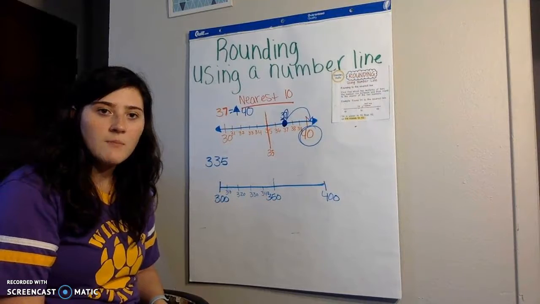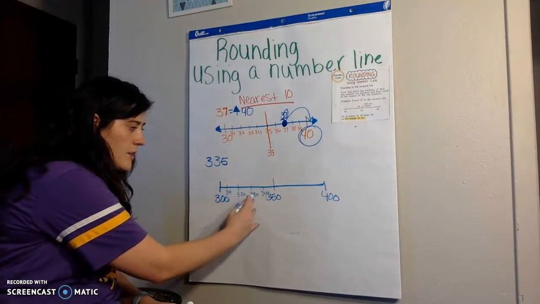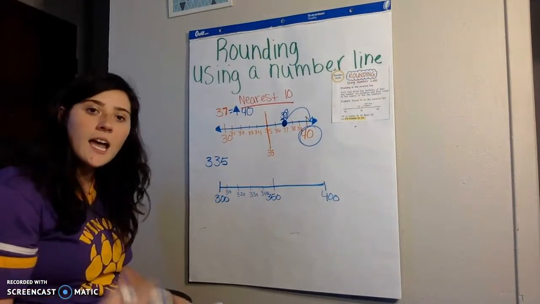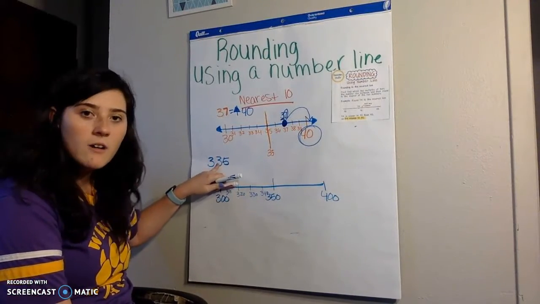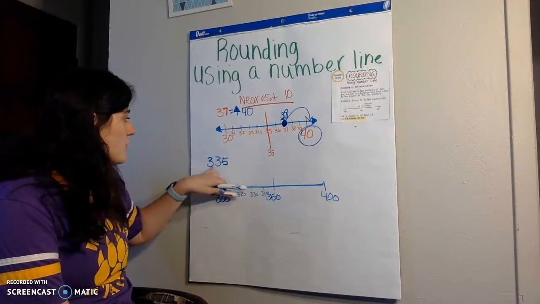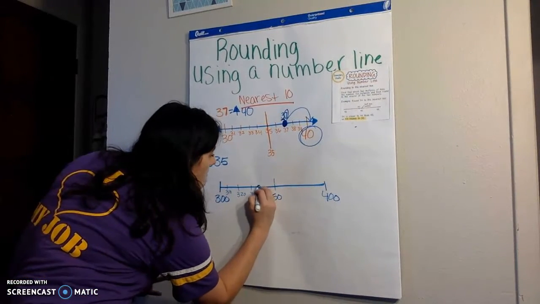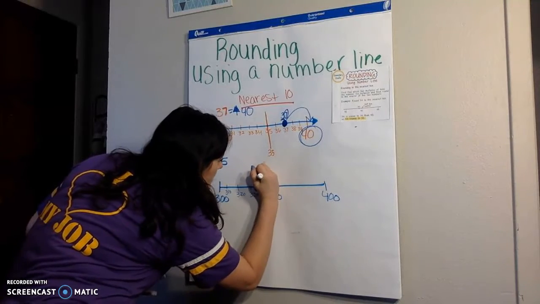If I just count it up by tens, 300, 310, 320, 330, 340, that helps me break up my number line because these are big numbers. So now I know that 330 is right here and I need to do 335. So my mark for 335 is going to go right here.